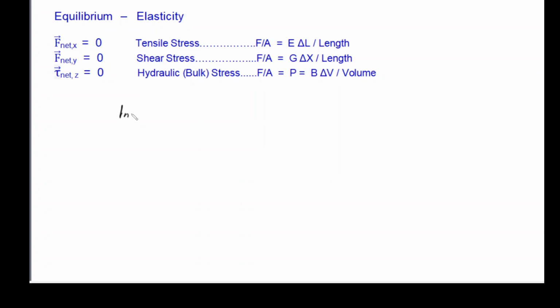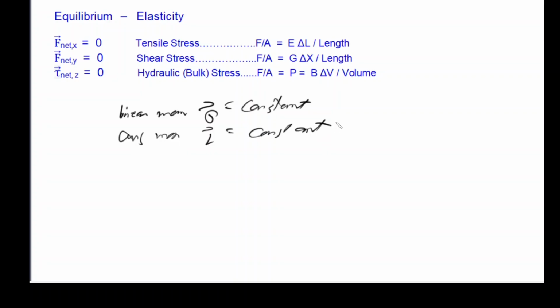First, linear momentum, P, has to be constant, and angular momentum, L, has to be constant. In addition, if there is no translational or rotational motion present, the body is in static equilibrium. And in that case, the linear momentum isn't a constant, it's actually zero.